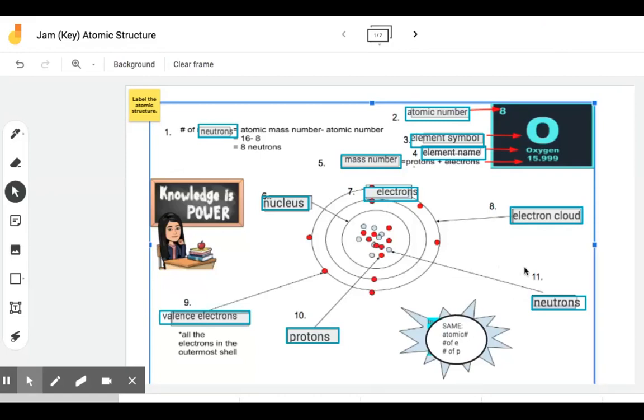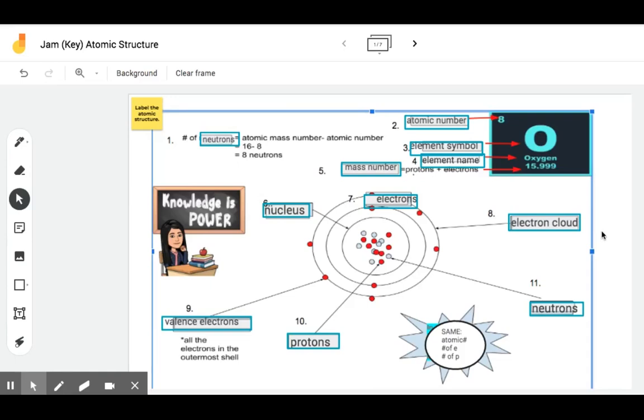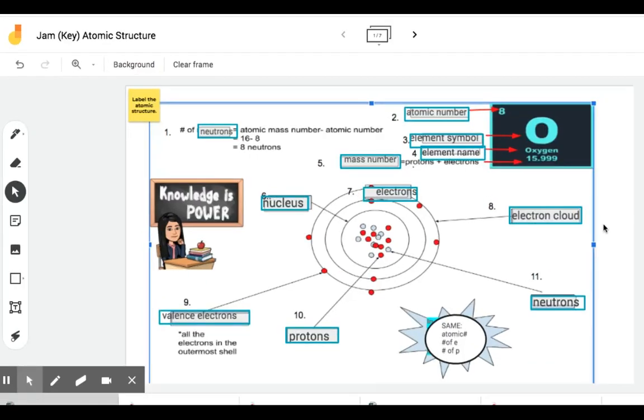Hey guys, this was the jam that we did in the live session. For those who missed the discussion, I want you to watch this video to review concepts on atomic structure and how to read information in the periodic table.